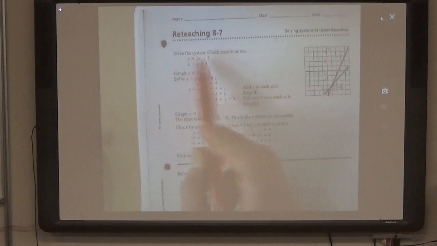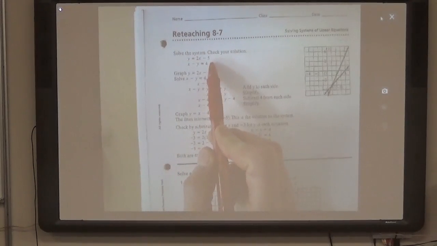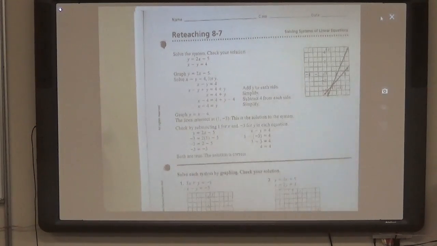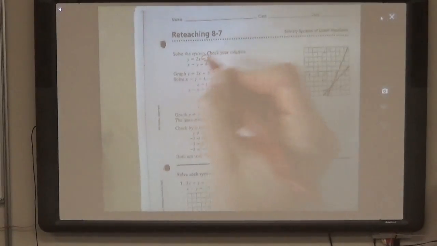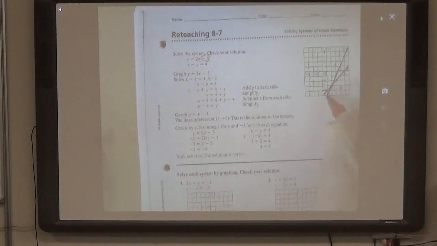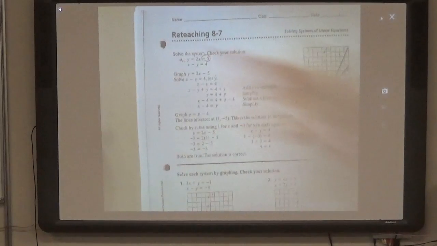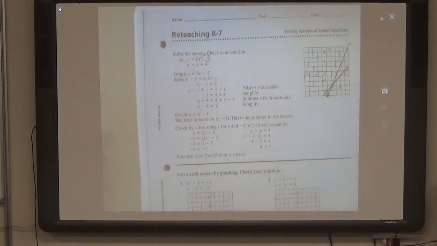We have this equation, y equals 2x minus 5. What is the y-intercept in that equation? Since it's already solved for y, we can graph it using the slope and the y-intercept. Start with the y-intercept. Garrett? -5. So we find -5 on the graph, and that's this point right here. So that means this must be the line that goes with this equation. We'll just label that A, the first equation.